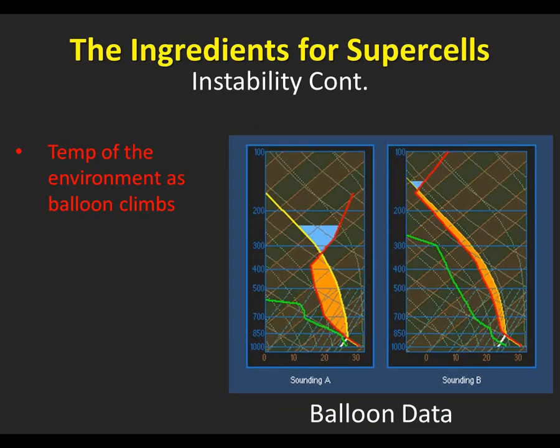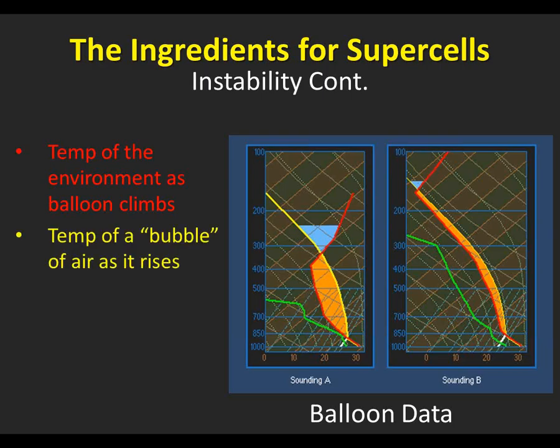Okay, so let's go through an actual sounding here, and you'll see the colors over here on the left side of the slide change according to the colors of the sounding on the right. So for the red, it's the temperature of the environment as the balloon climbs up through the atmosphere. On the right side of the image, it's hotter. On the left side, we're colder. Okay?